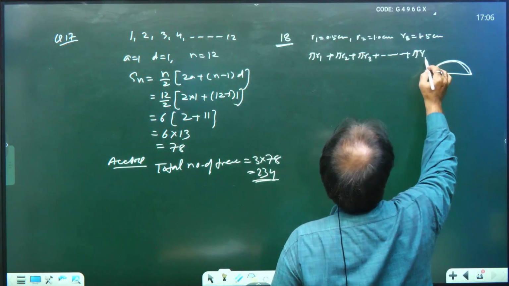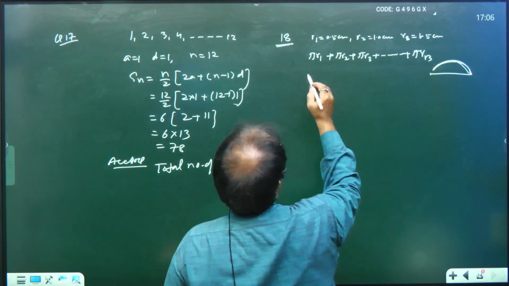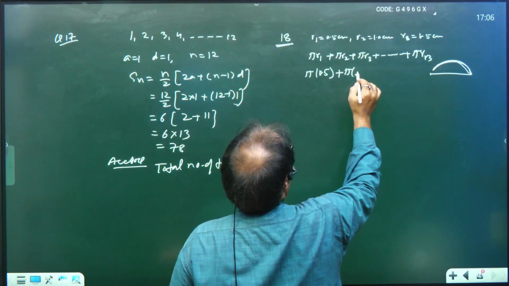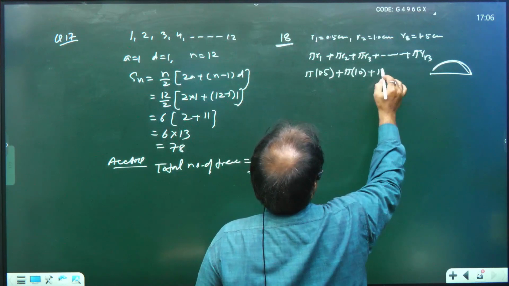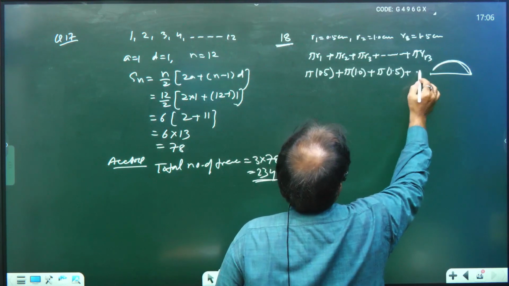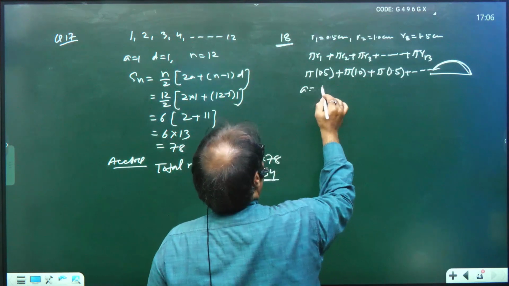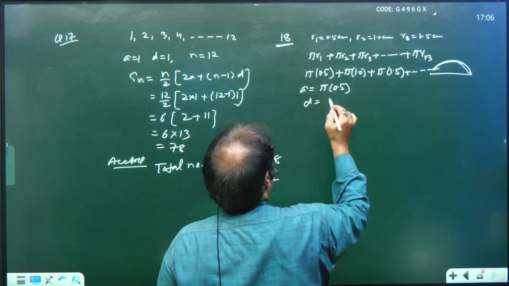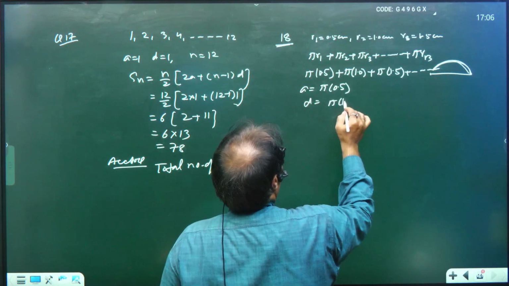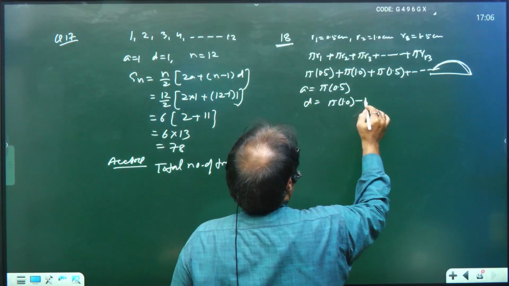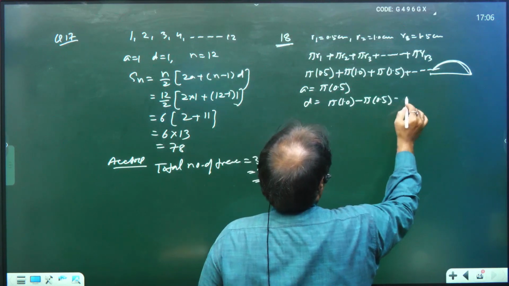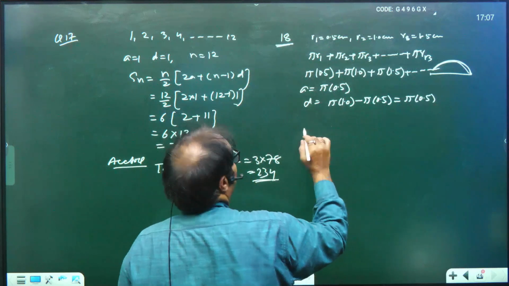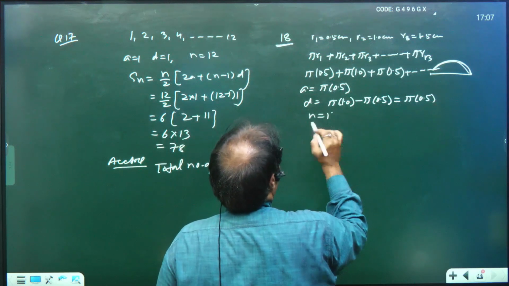Pi r13. So pi r1 means pi into 0.5, plus pi into 1.0, plus pi into 1.5, and so on. So here a is equal to pi into 0.5. What about d? a2 minus a1, pi into 1.0 minus pi into 0.5. So that is equal to pi into 0.5. Don't put the value of pi here now. And n is equal to total 13.